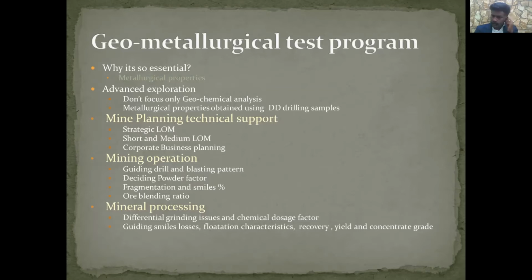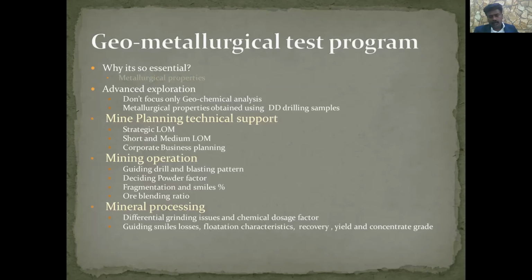As I explained a few seconds back, these parameters are important for mineral processing as well. One is the differential grinding issues they face when we send a different combination of material to the milling circuit. That will reduce the production level, and the rate of production will be down. Sometimes there is a certain breakdown in the plant. And also they are unable to decide the chemical dosage factor: how much percentage of chemicals is supposed to be added or reduced if geometallurgical parameters are unknown.